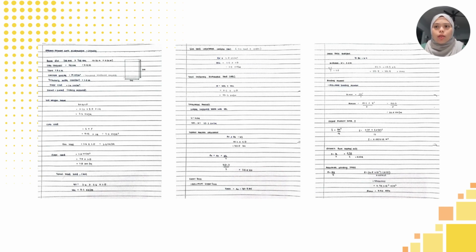The total load is obtained by adding the beam self-weight, slab load and floor load, and is applied as a UDL, uniformly distributed load. The live load is taken as 2.0 kilonewton per square meter and converted into a line load using the tributary width. By combining the dead load and live load, the total uniformly distributed load on the beam is obtained.